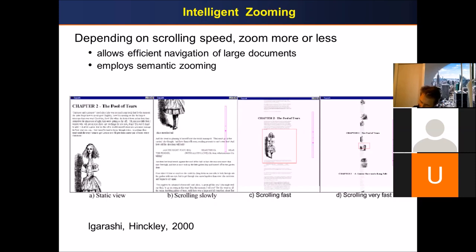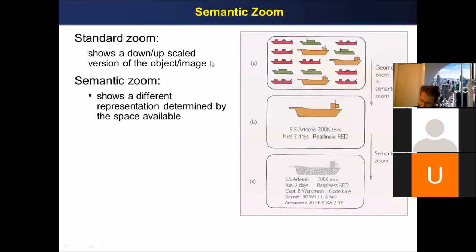Highlights are shown in full detail and everything else gets suppressed. So it's like a level of detail zoom. It's another way where you have to zoom in. Then another one is semantic zoom, which basically changes the content of what you're seeing, right? So this is all the ships at the same time. This is one ship, but with more detail. And here, you zoom in even more, and you'll see a lot of detail, right?